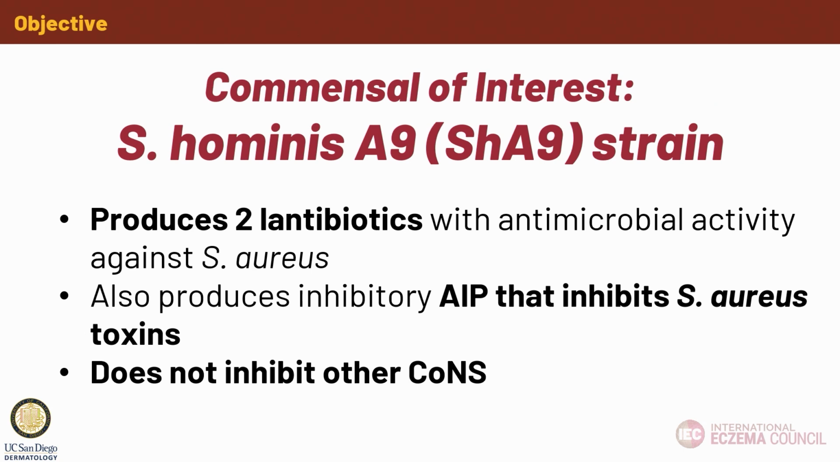One strain in particular among the commensal bacteria found in the Gallo lab is Staphylococcus hominis A9. This species is special in the sense that it produces two lantibiotics that serve to inhibit S. aureus. It also produces autoinducing peptides that inhibit the S. aureus toxin. But it also doesn't inhibit other CoNS species in the microbiome, playing an integral and balanced role in the skin environment.